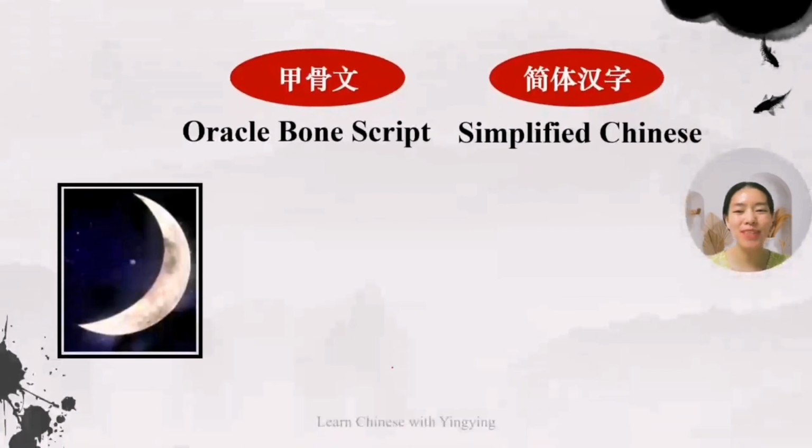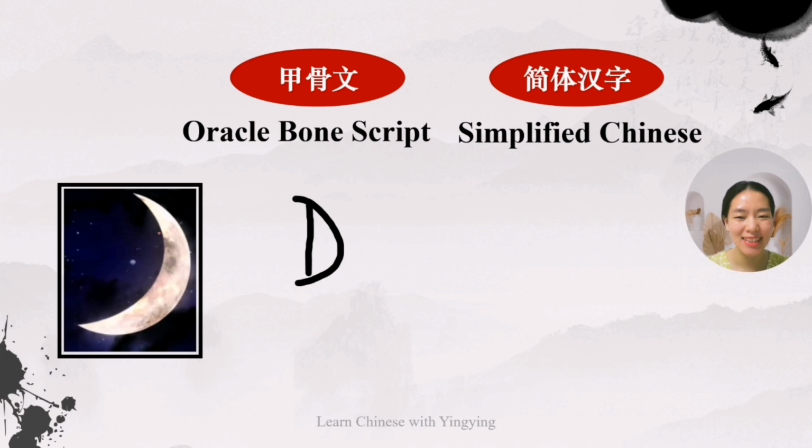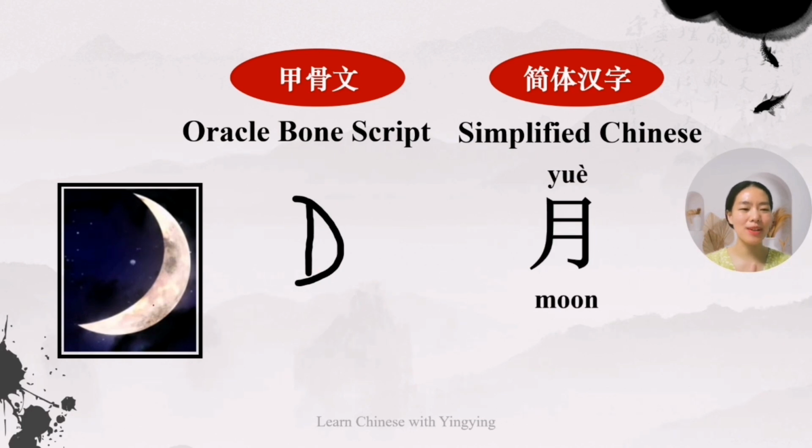Let's move on to the next word. Look at this picture of the moon. How would you sketch it? And this is the oracle bone script. Very truthful sketch. And here is our simplified Chinese. It is pronounced as 月.